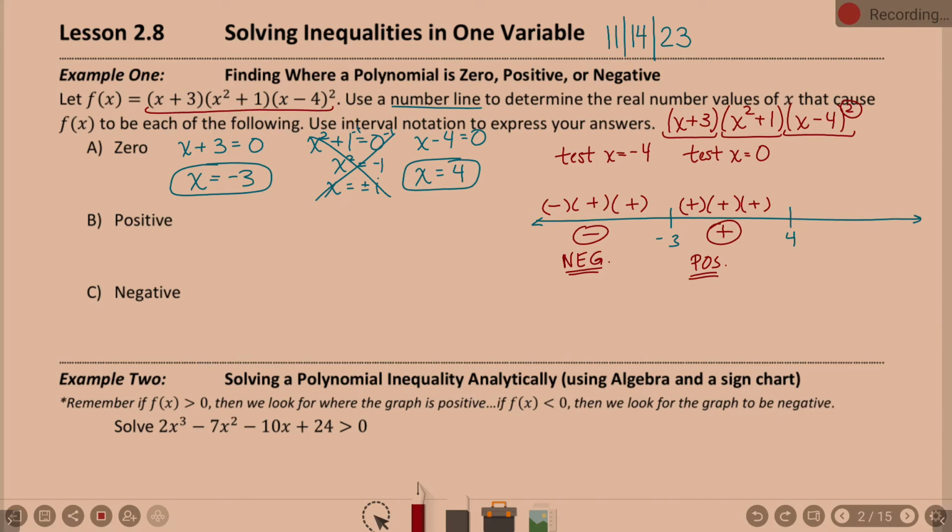And test one more section. Now I need to use something bigger than 4. So 5 or bigger pretty much. Or throw a decimal in there, whatever. What do you know about 5 plus 3? It's a positive. 5 squared plus 1, well, that factor is always going to be positive. And if you figured this one out, 5 minus 4, quantity squared, is also always going to be positive. When you multiply all positives, you get a positive.